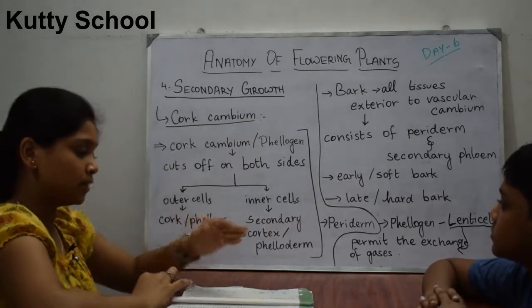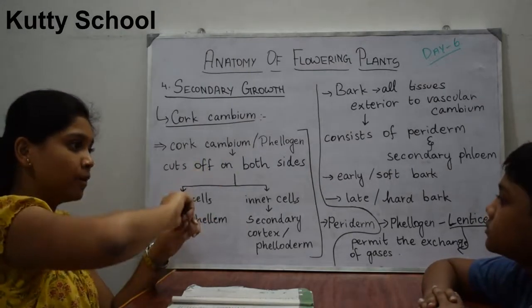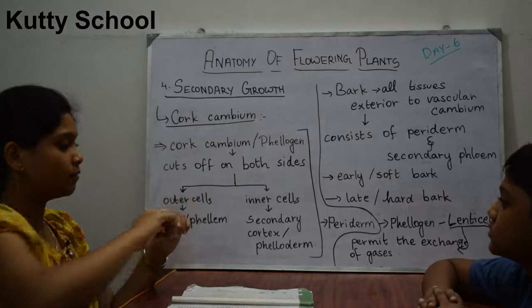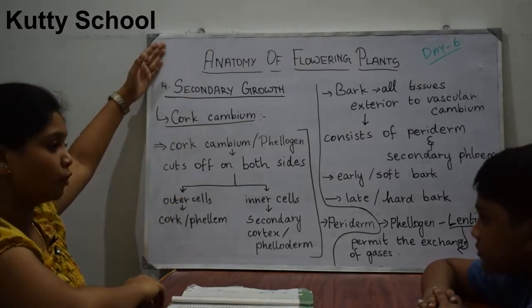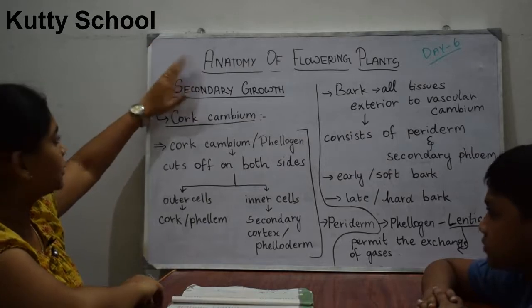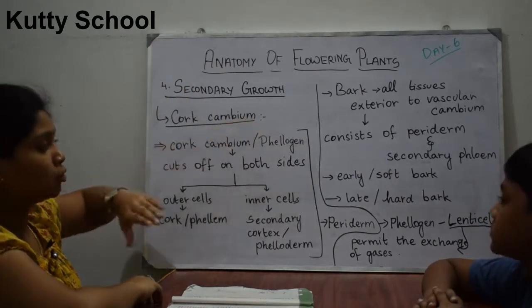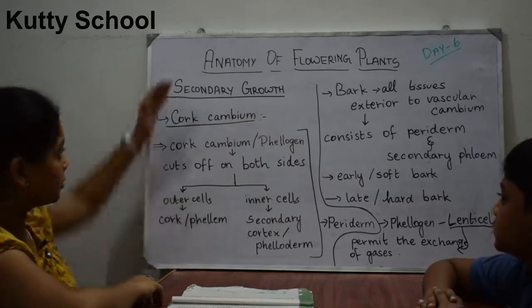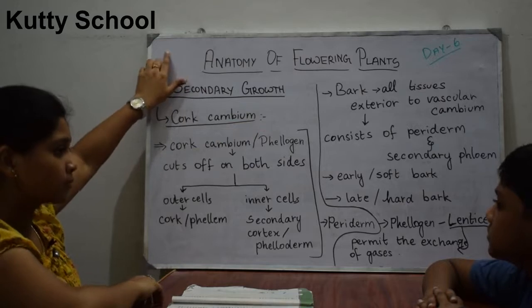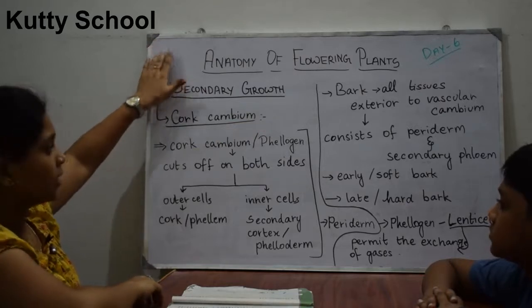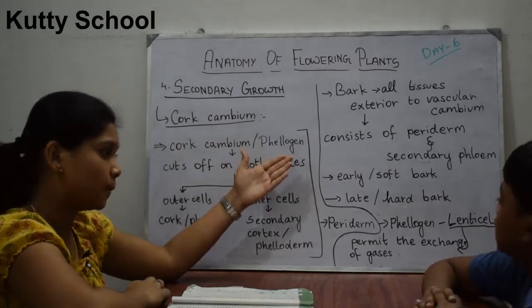Vascular cambium is nothing but both interfascicular and intrafascicular, that cambial ring we saw, which is making secondary xylem and secondary phloem. Secondary xylem to the inside and secondary phloem to the outside. So the bark is the tissues exterior to the vascular cambium, which comprises secondary phloem and periderm.